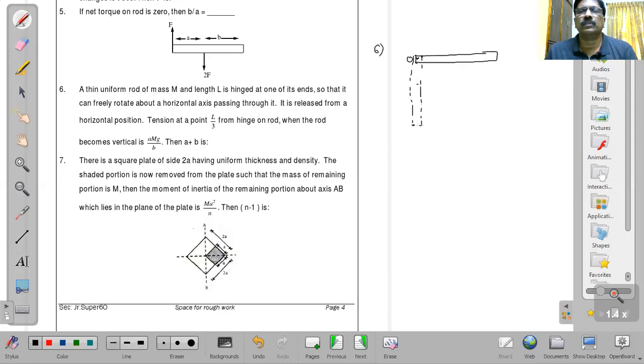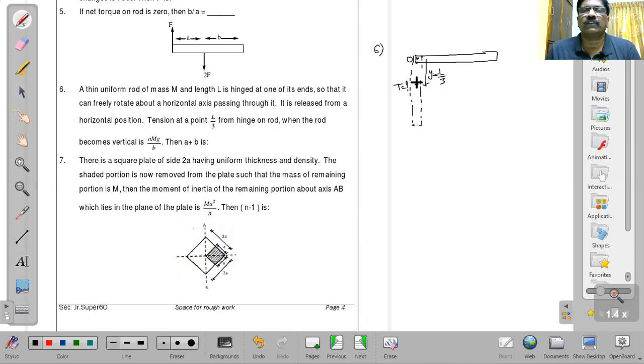L by 3 means, suppose here this distance is L by 3. So whenever the rod comes to vertical, at a distance y equal to L by 3, what is the tension in the rod? That is the question they ask. So at this point, what does the tension mean?